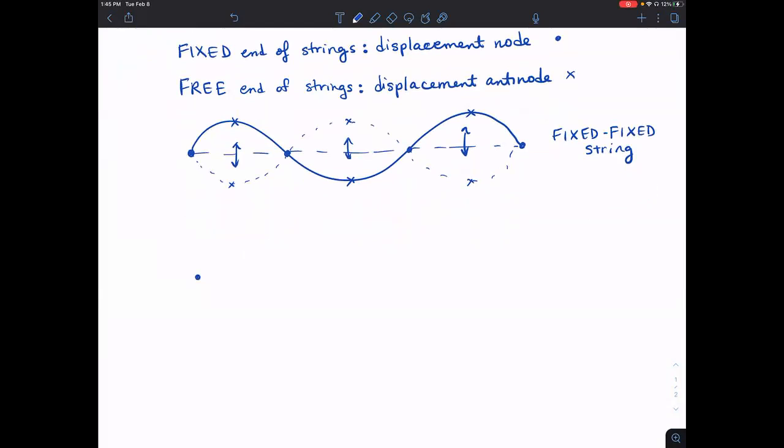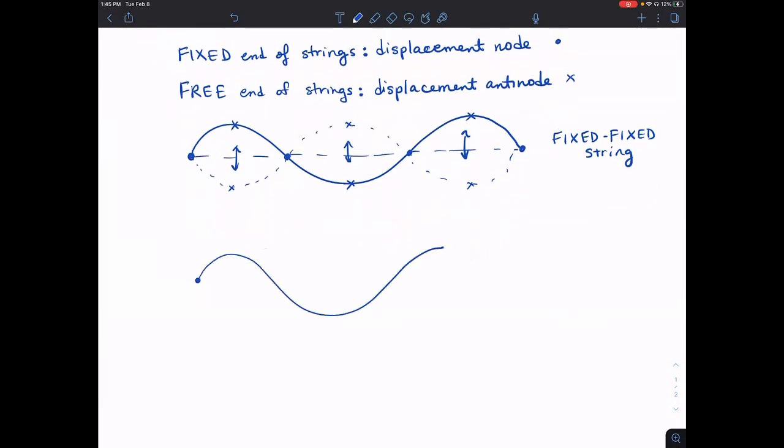If there is a node at one end, but again, an antinode at the other, okay. Let's go like that. Then the nodes again are the points that stay still, and then the antinodes are here. Okay, this is again, I'm drawing it this way to show it's vibrating or oscillating between those two. Okay, so here this would be an example of a fixed-free string.